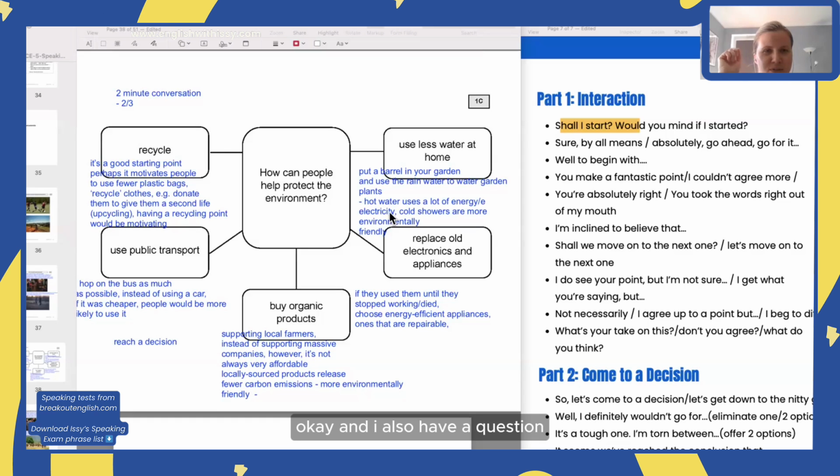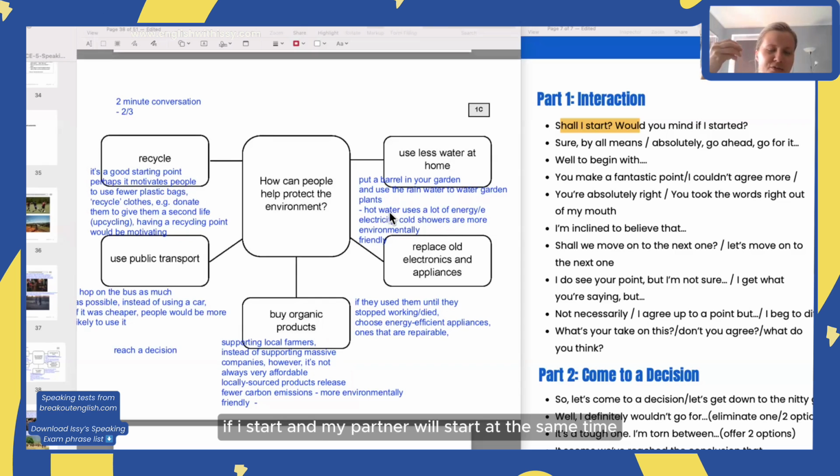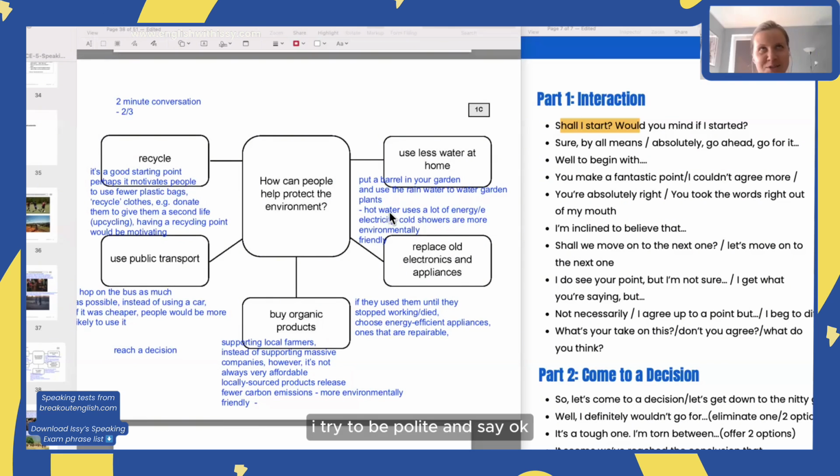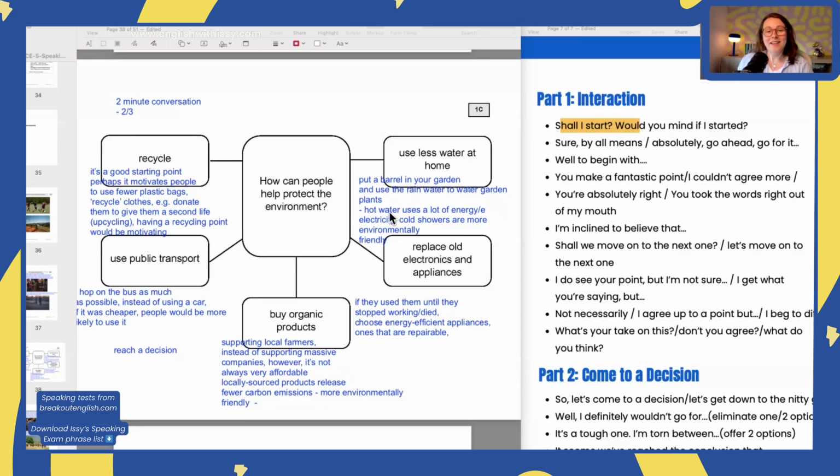Okay? And I also have a question. How should we behave if I start and my partner starts at the same time? What would you do in a normal conversation if you and somebody else talk at the same time? I try to be polite and say, okay, go ahead. You can do the exact same thing. What the examiners want to see is that you know how to have a polite interaction with somebody else. So sometimes things happen, people speak over each other. Sometimes two people speak at the same time. You might say, oh, I'm so sorry, I didn't mean to interrupt you, or why don't you go ahead? And that's absolutely fine. Okay?